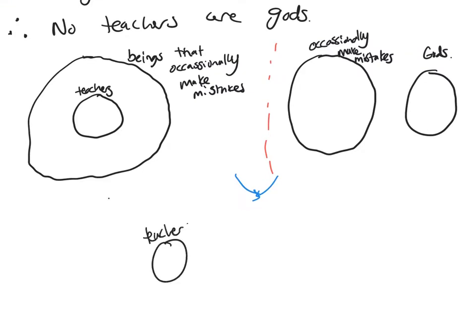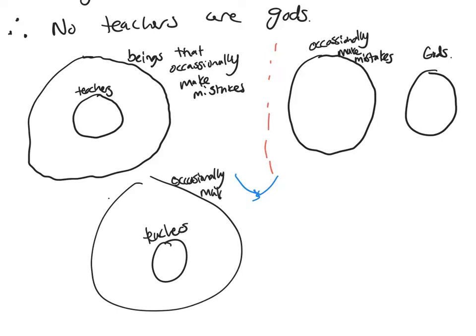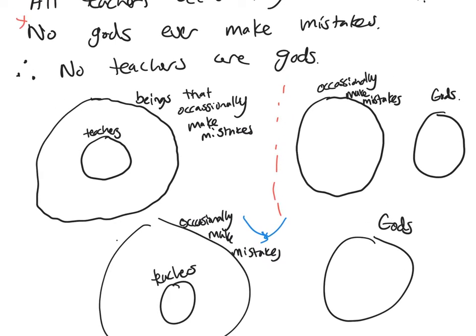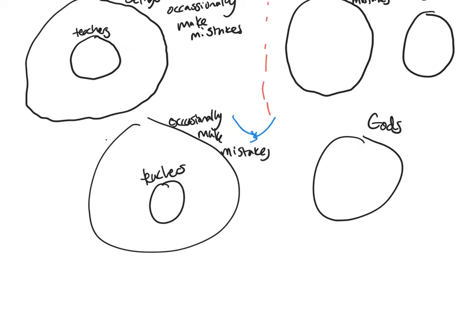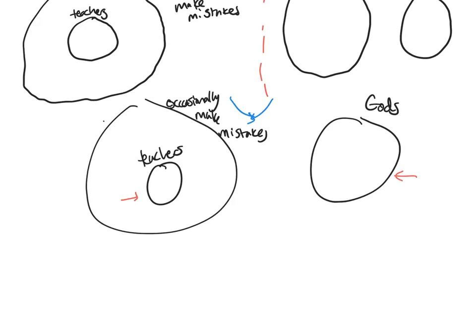I have teachers, people that occasionally make mistakes, and then I have gods out here. So we're going to look at our conclusion. The conclusion says no teachers are gods, and if you look, the teacher circle here and the God circle don't overlap at all. And so no teachers are gods, so this argument is valid.